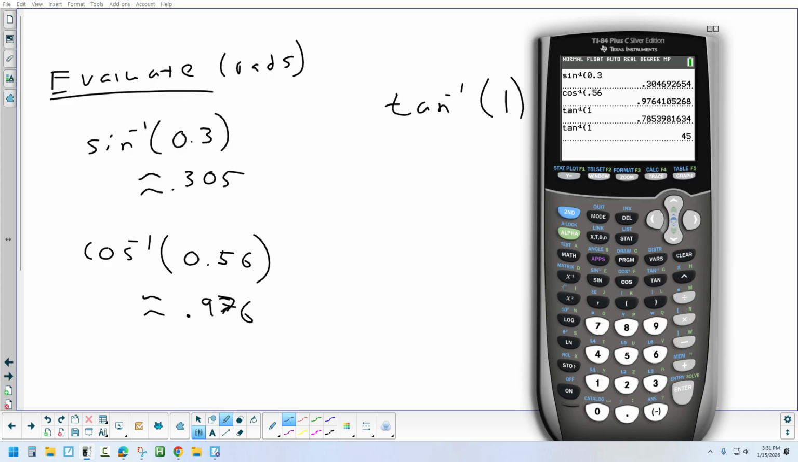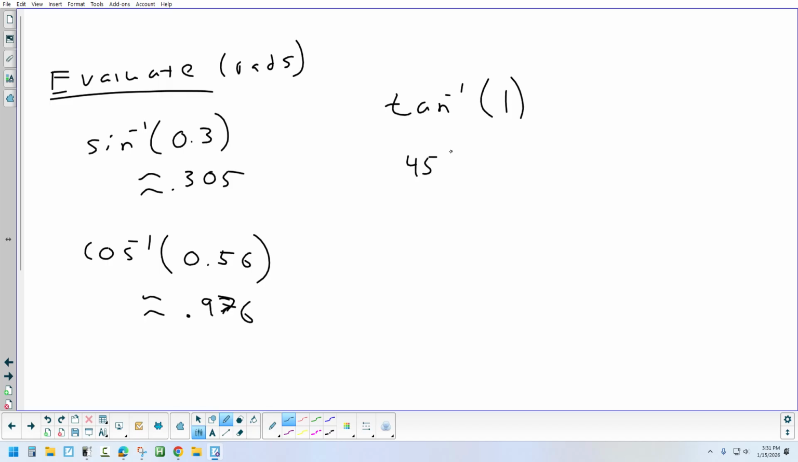45 degrees. So I got a nice number. How am I going to get that into radians? Yeah. Multiply it by pi over 180. Multiply by pi over 180. And when we reduce, what's that going to reduce to? Yeah. Pi over 4.